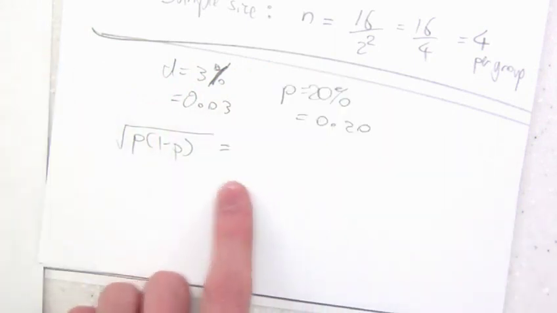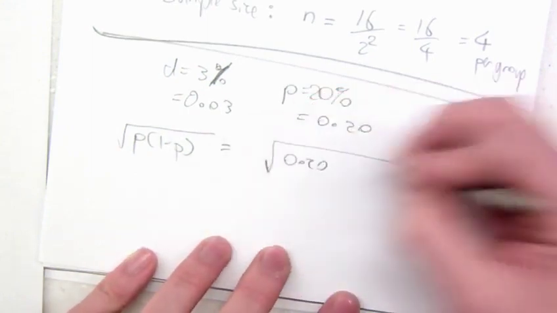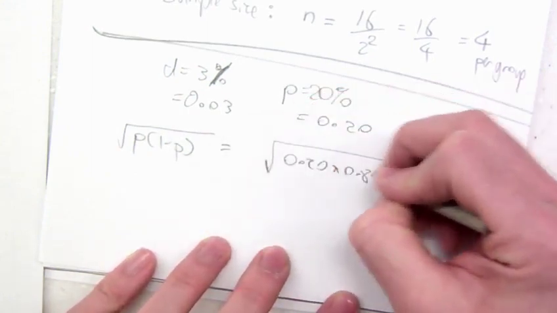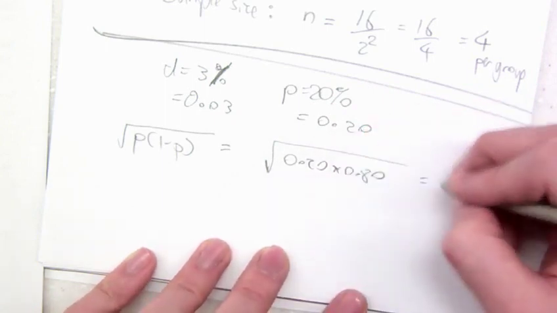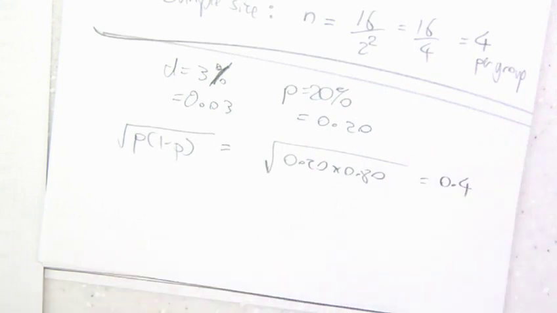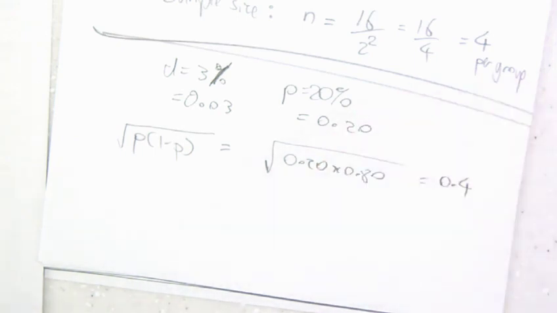So p is 20%, and 1 minus p is the other 80%, and I'll multiply those two things together. And when I calculate that, here's one I prepared earlier, it comes out as 0.4 today. Lucky that I chose 20%, or it would have come out to some horrifying decimal. I would have had to round it off, which would have been fine, because sample size calculations are all approximate anyway, so rounding it off doesn't really matter.